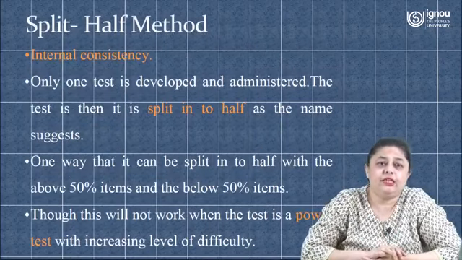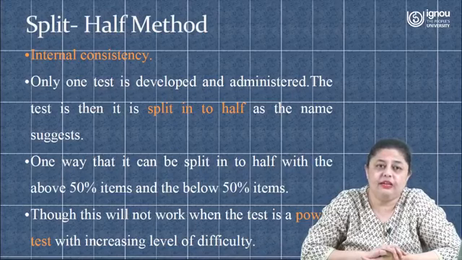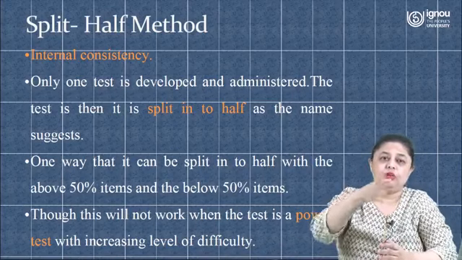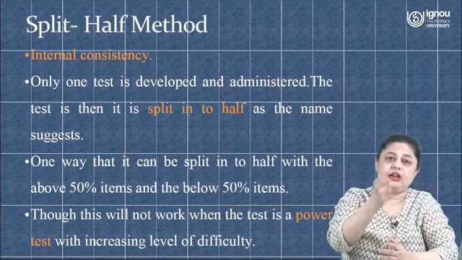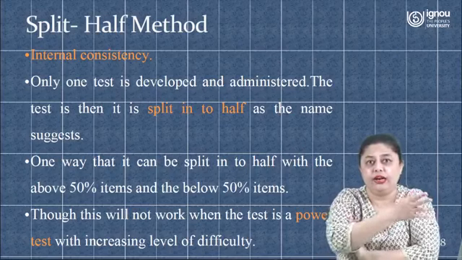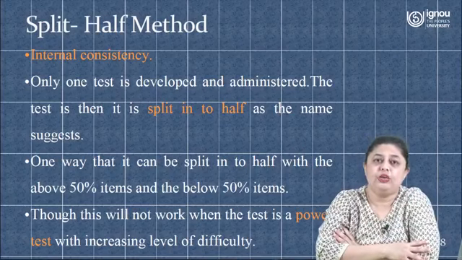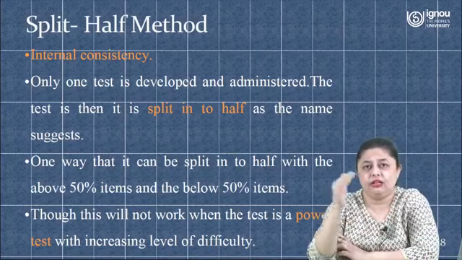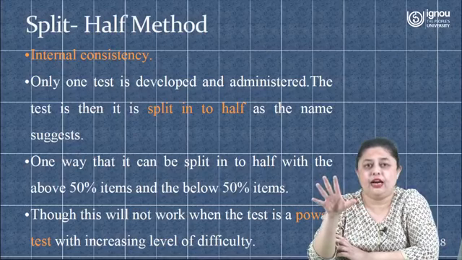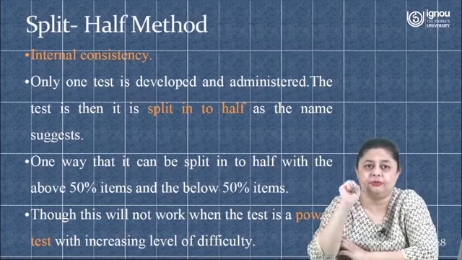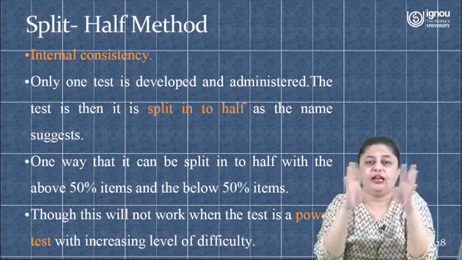The next method is the split-half method, and this mainly focuses on internal consistency. What we do here is counter what we talked about in test-retest and the alternative form method, which is also called the equivalent form method. Only one test is developed, but then you split it into halves. Suppose there are 100 items: the first 50 items and the next 50 to 100 items, we divide them and then we correlate.